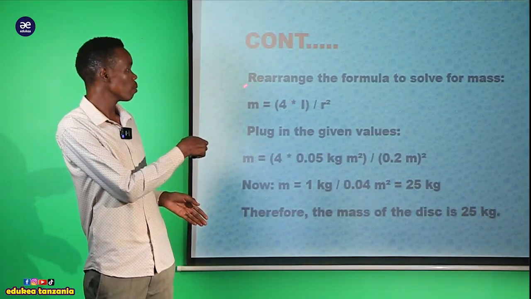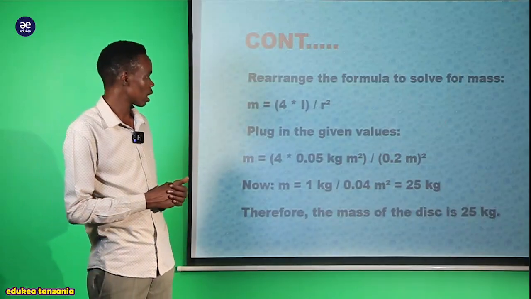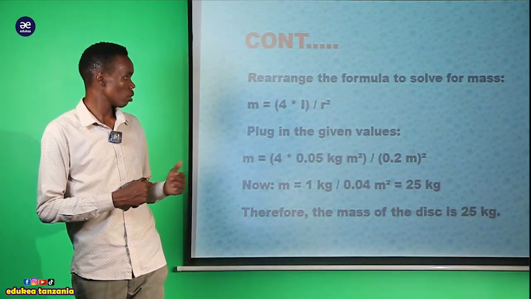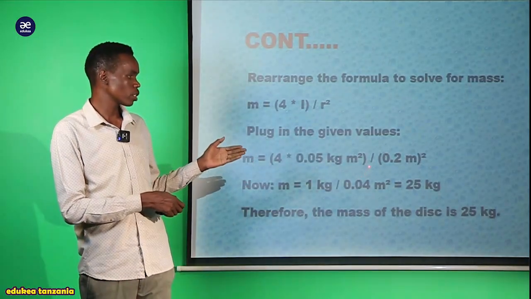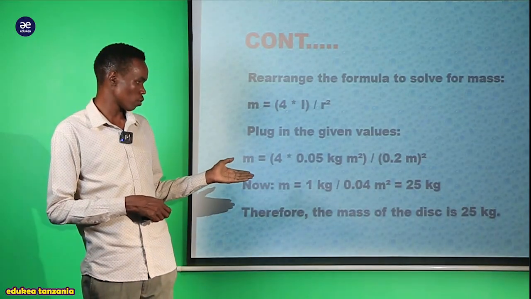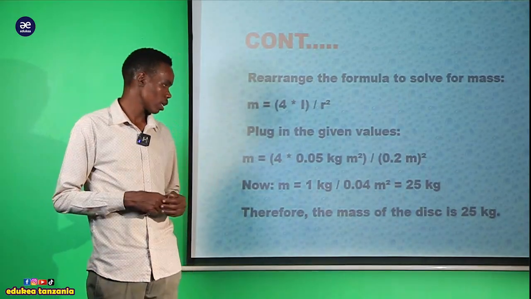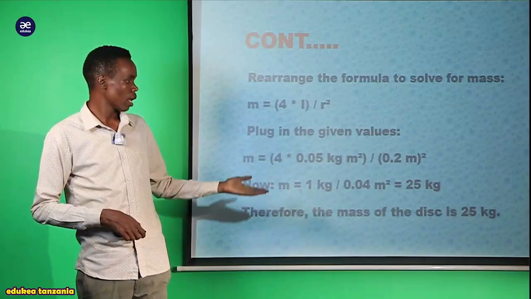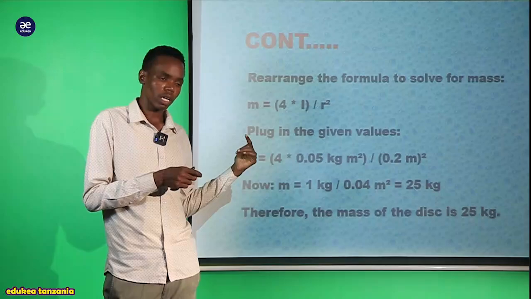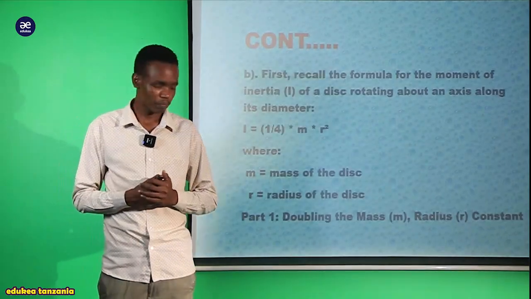So the formula for obtaining the mass of the disk is equal to 4 times I divided by r square. We have I in our equation, and also we have r. Now we are supposed to substitute the values that we have been given into our equation, and finally we can solve. After solving we get the mass of the disk that we have been asked, which is equal to 25 kg. In order to get that 25 kg, we take our calculator and substitute our given values. Finally, we should obtain this value here.